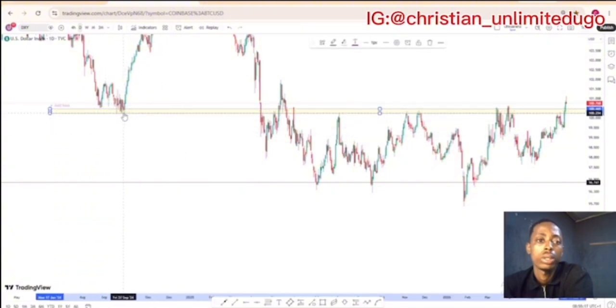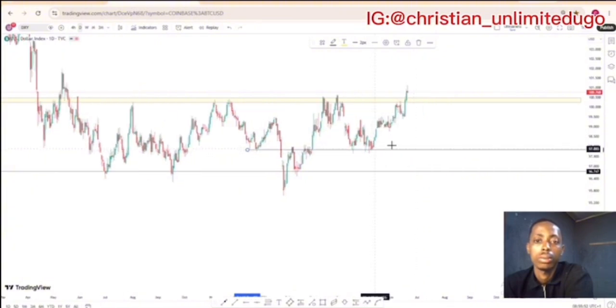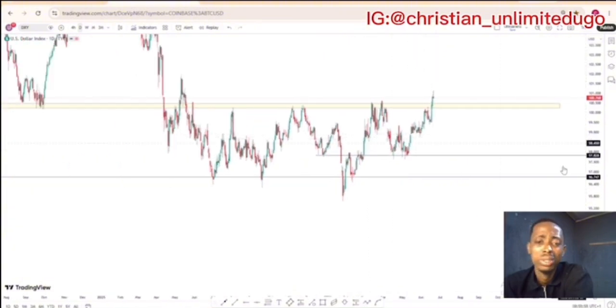If you watch, we touched here, we broke here, we came back here, we touched here, we scaled down here, we pinned back here, we created a double top here, we came choppy here, we came back, created a double top again, and here this level kind of held it back to this high. So I'm going to mark out this level again as a resistance here. So what am I expecting on the DXY?